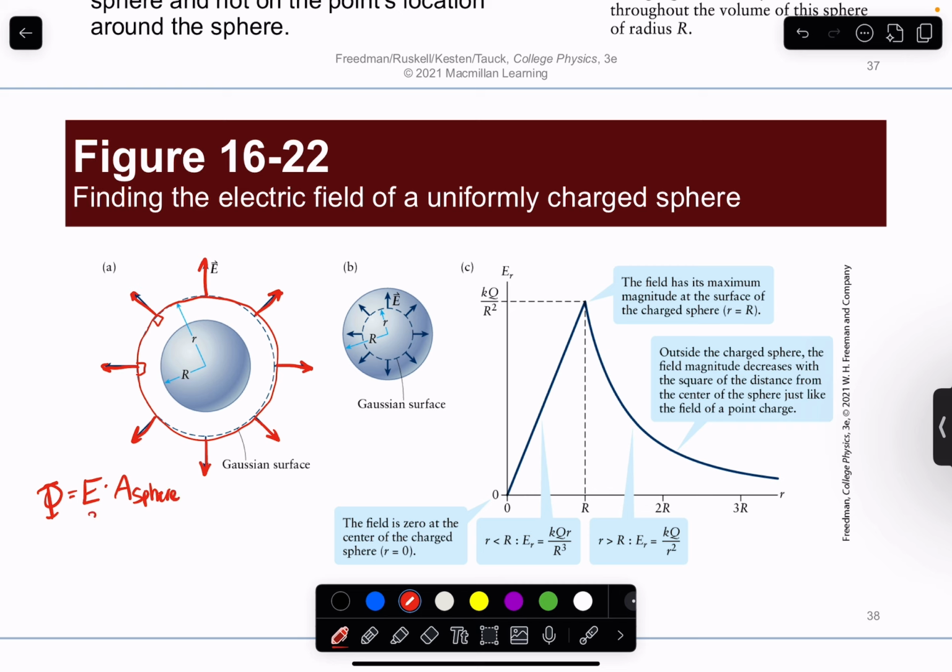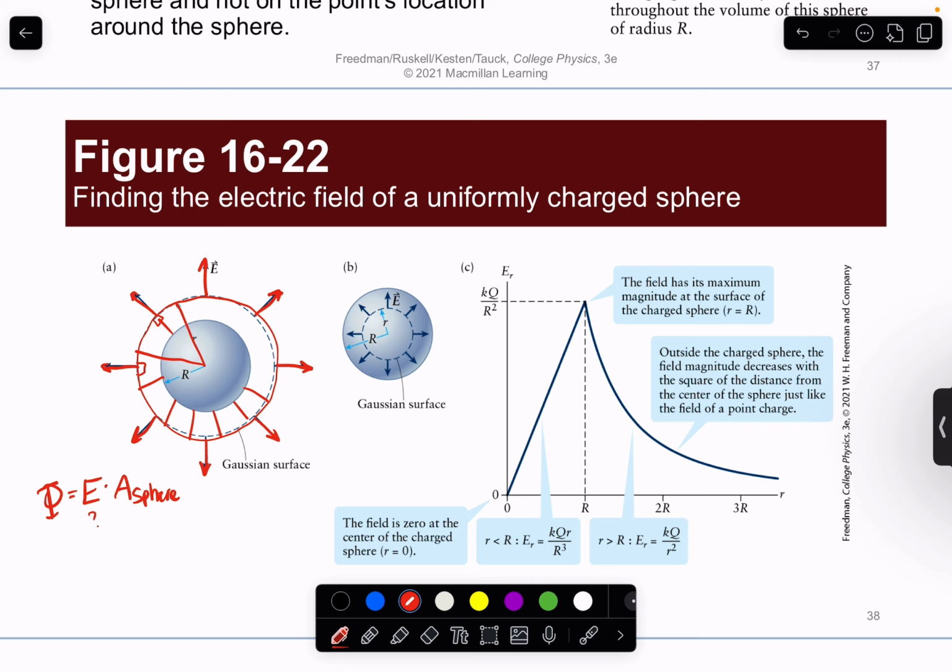Okay, so if I don't know E, that's okay. I know it's the same value everywhere because I know that it's the same distance from the center of the sphere, right? Because it's a radially symmetric object. I know that E is a constant. And I can do the same thing.